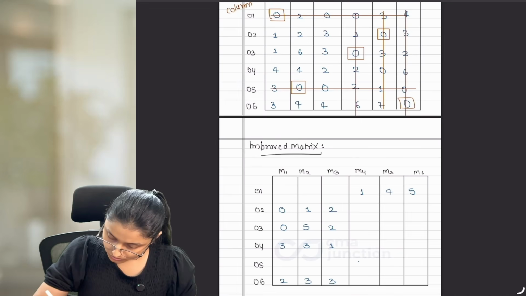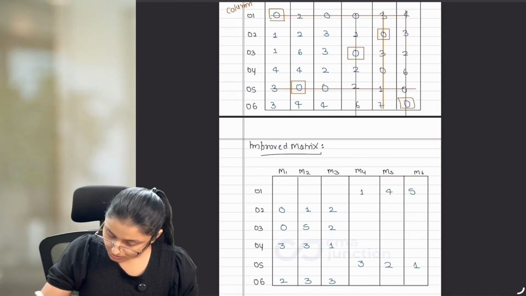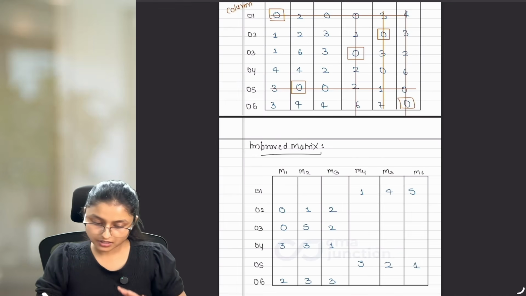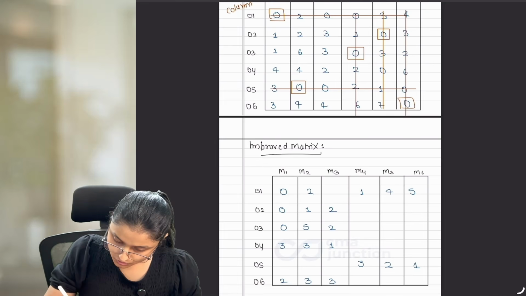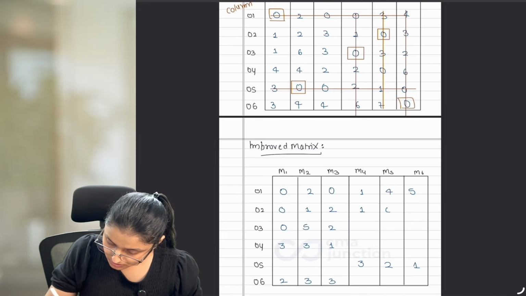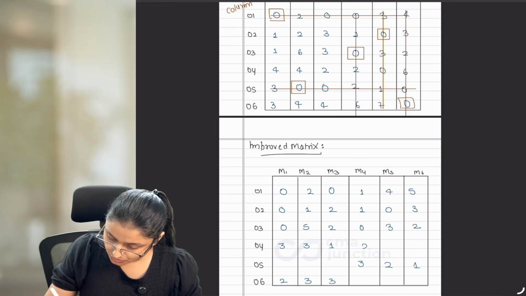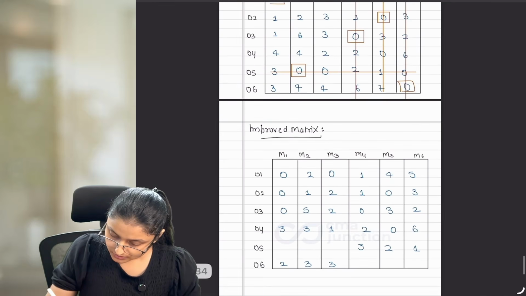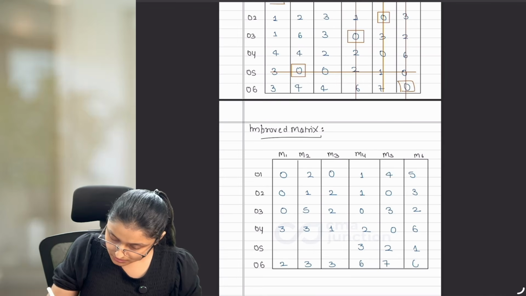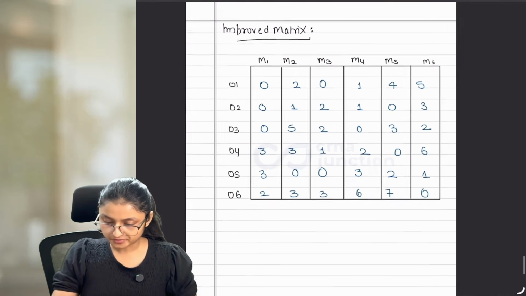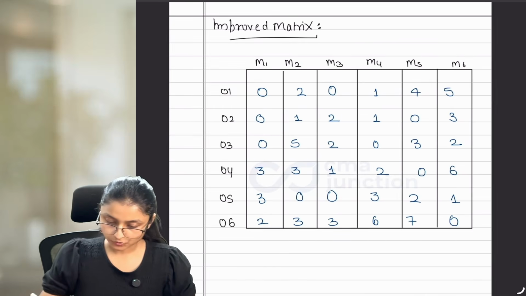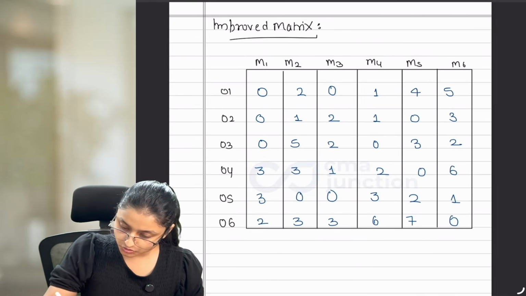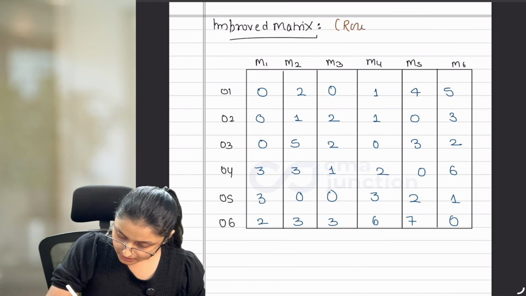Fifth row 3 2 1. ठीक है, and other things will remain as it is. 0 2 0, 1 0 3, 0 3 2, 2 0 6, 6 7 0, 3 0 0, and this is our improved matrix. Now after making improved matrix, what to do? Row and column scanning again.